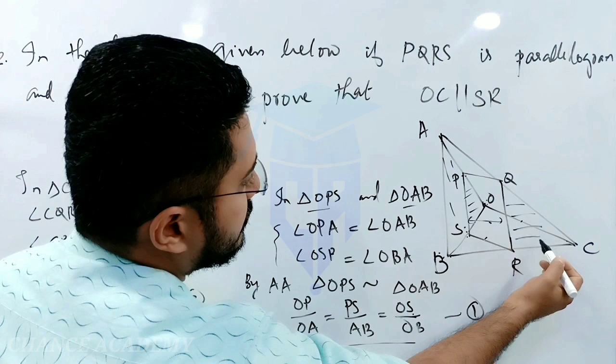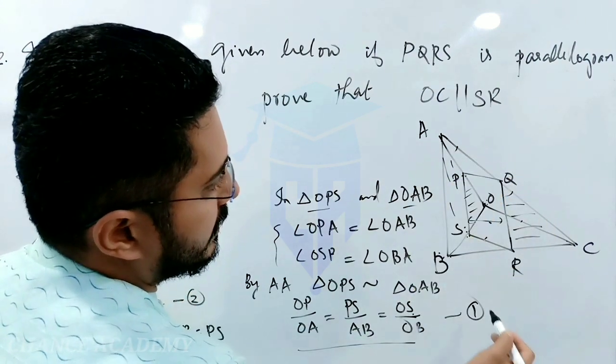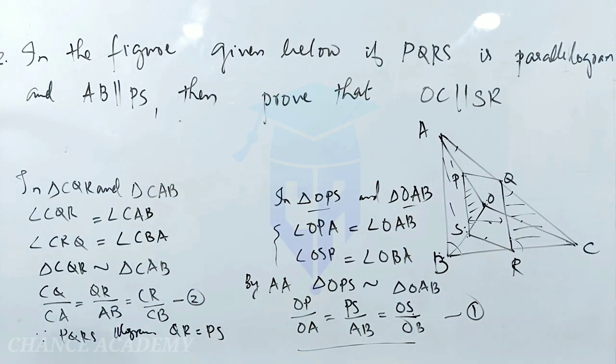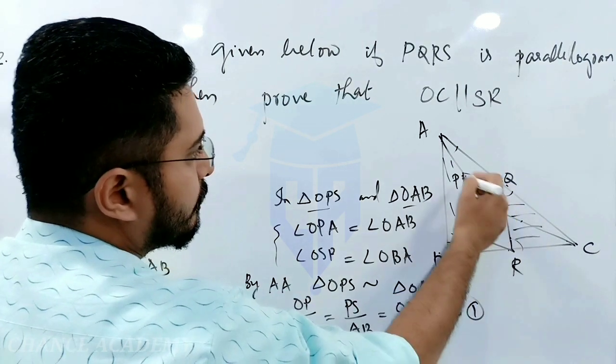So we can again say that these two angles will be equal since they are corresponding angles. I have written that here: angle CQR is equal to angle CAB, angle CRQ is equal to angle CBA. So we can say that those two triangles are similar. I have written the proportionality criteria here. Again, in the case of a parallelogram, the opposite sides will be parallel and equal. So we can write QR is equal to PS.